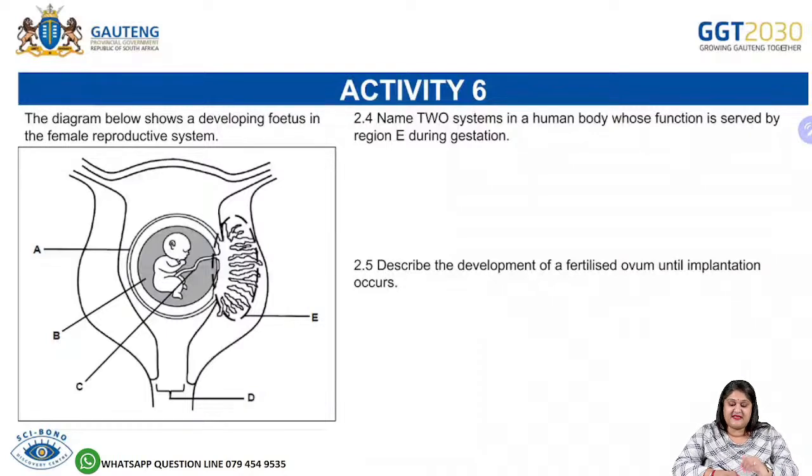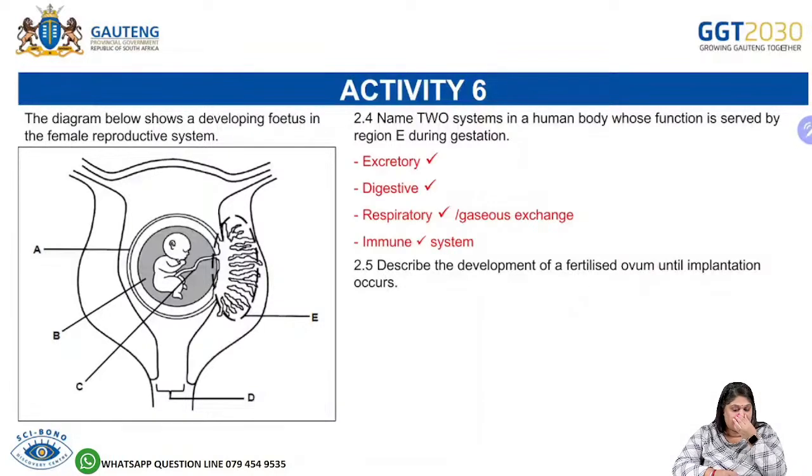Name 2 systems in the human body whose function is served by region E during gestation. Okay, so which 2 systems in the human body have their function served by this part? Excretory, digestive, respiratory, and immune. Yes, because this is the placenta.